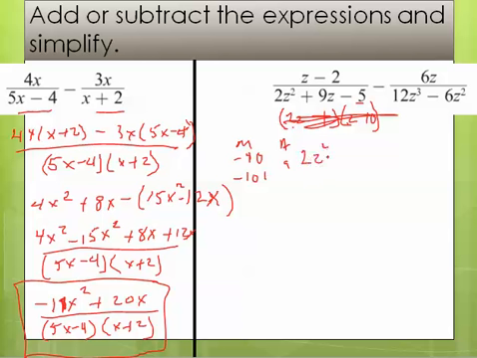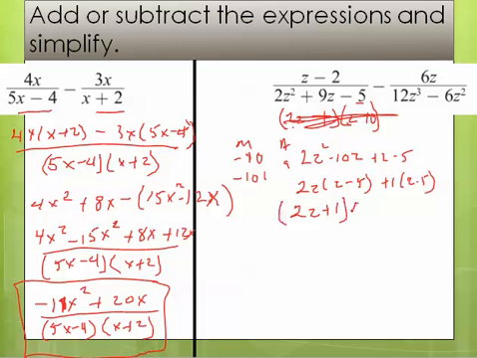2z squared minus 10z plus z minus 5. Okay? So factoring out a 2z out of this one, I get a z minus 5. And factoring a nothing out of this one plus 1, I get a z minus 5. And so my factors are 2z plus 1 and z minus 5.